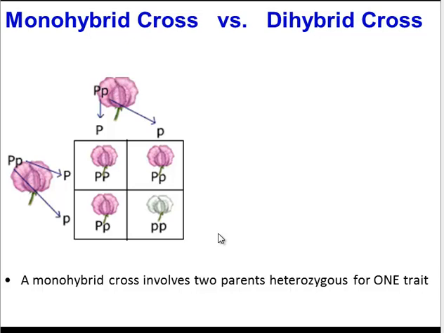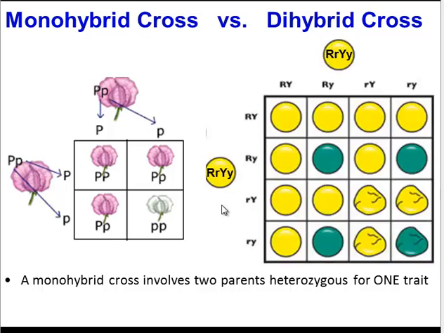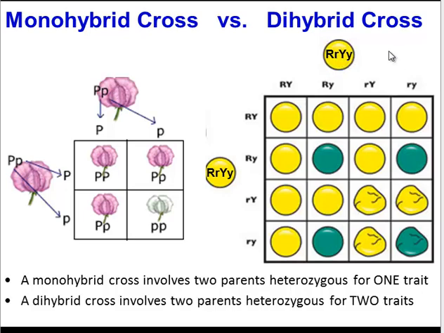A dihybrid is when the parents are heterozygous for both traits. So in this case, both parents are heterozygous for their round shape and they're heterozygous for their yellow color. Not all two-trait crosses are dihybrid crosses, but we are going to focus on that in this video.